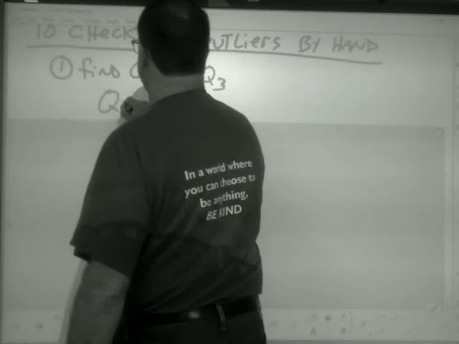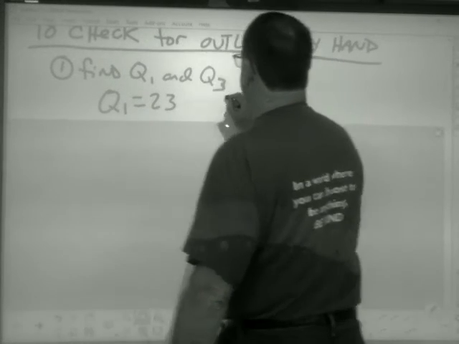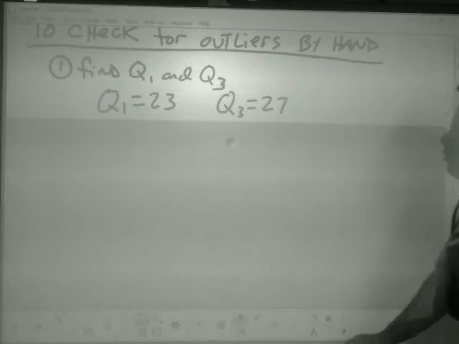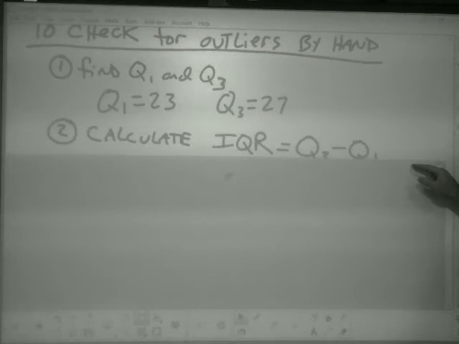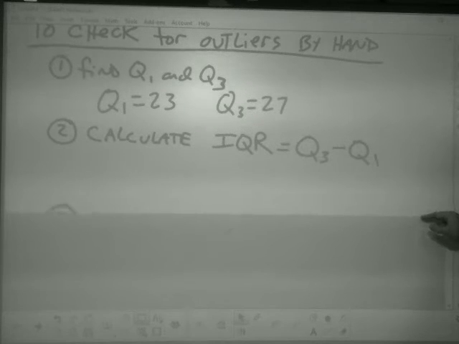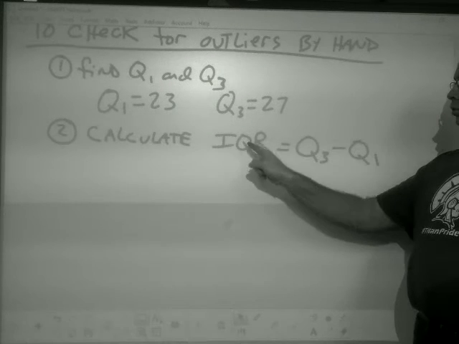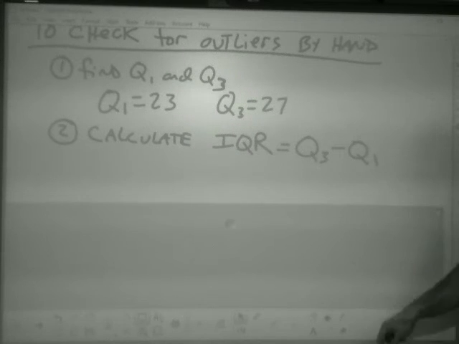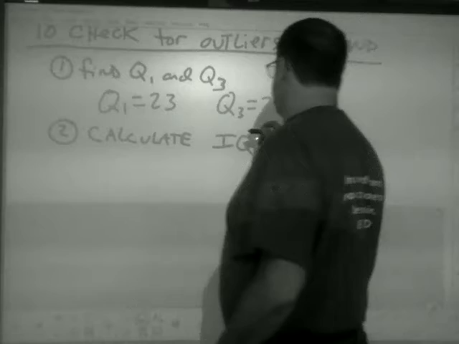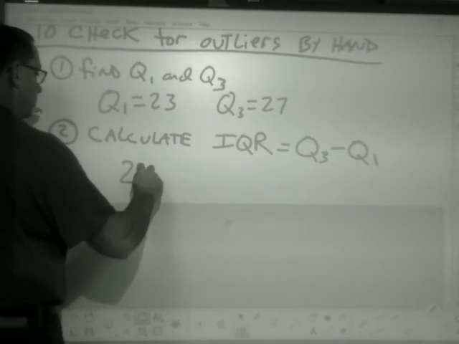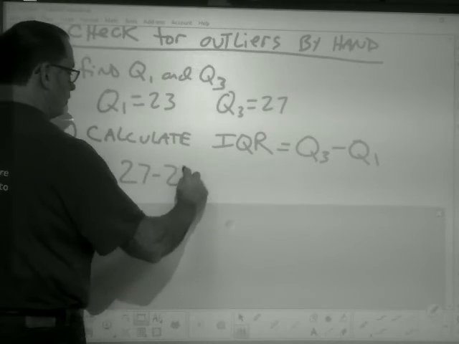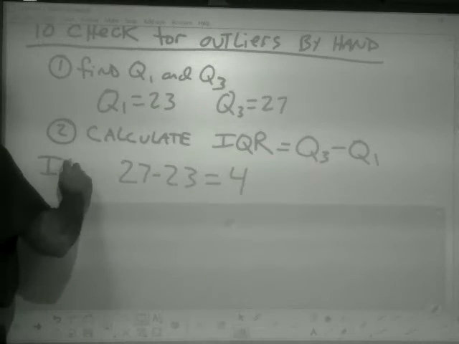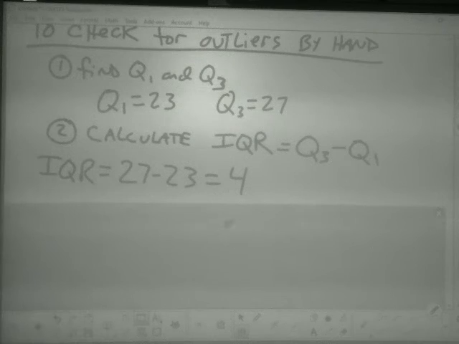Q1 is 23 and Q3 is 27. I know those. So now calculate the IQR. And the IQR, or interquartile range, is the difference between Q3 and Q1. So Q3 is 27 minus Q1 is 23. My IQR is 4.